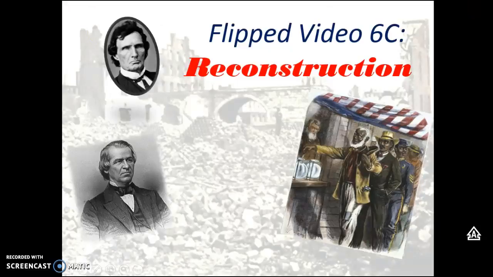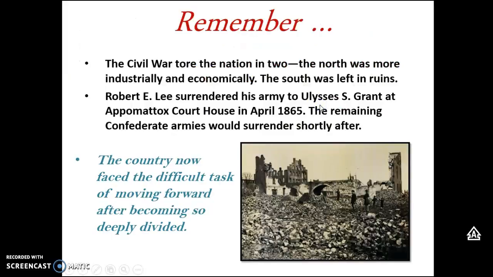Hello class. Today we're going to continue on looking at the Reconstruction part of the Civil War. Remember, the Civil War tore the nation in two. The North was more industrial and economically stronger. The South was left in ruins.